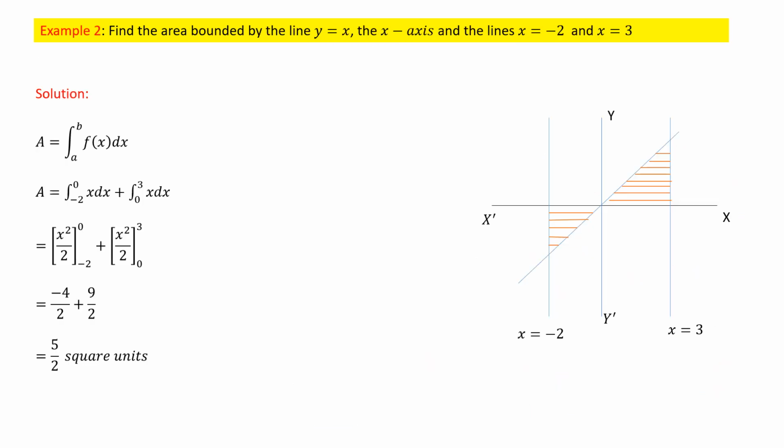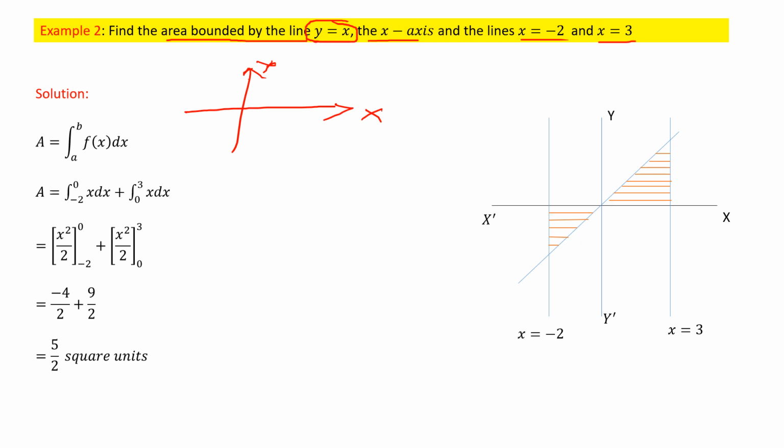Let us see example number 2. Find the area bounded by the line y equal to x, the x-axis, and the lines x equal to minus 2, x equal to 3. So here we have to draw a rough diagram. So this is my x-axis and this is my y-axis. So here the given line is y equal to x.